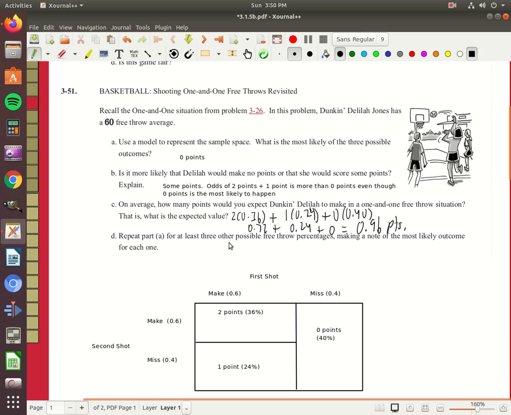It says repeat Part A for at least 3 other possible free throw percentages, making a note of the most likely outcome for each one. I'm not going to do that, so I guess I'm lazy. Here's what it looks like. I'm going to pause the video and set up the next problem.